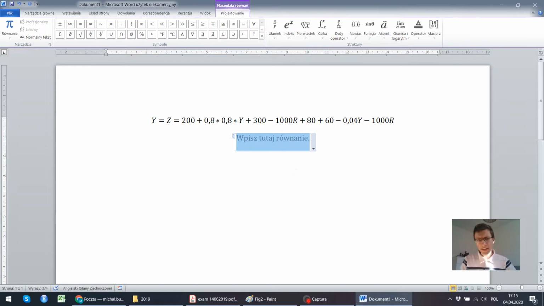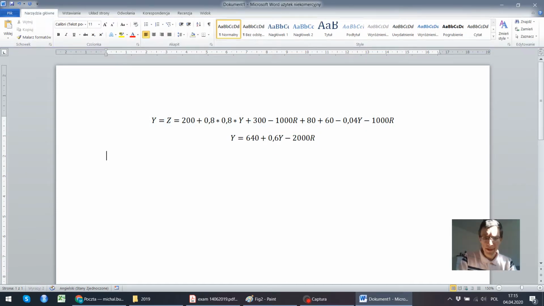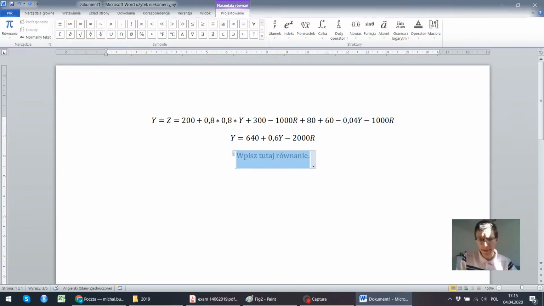So now we clean things up. We add things which we can add up. So it's 200, 500, 580, 640 plus 0.64y minus 0.04y, 0.6y, and minus 2000R. As simple as this, okay? And now we can clean things up. Putting y on the left-hand side gives us 0.4y equal to 640 minus 2000R, okay?